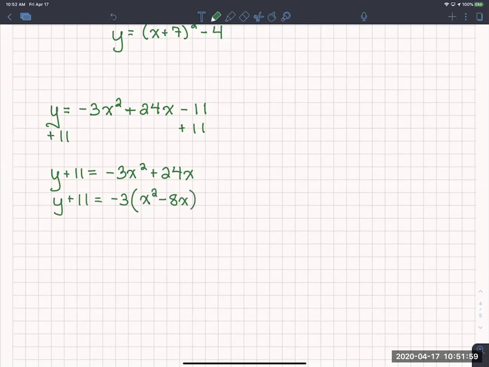Now, we identify the linear coefficient, which in this case is -8. Then we're going to take that linear coefficient divided by 2 and square it, which gives me -4 squared, which is +16. Again, remember when you square a negative, it becomes positive. Now, we're going to add the 16 to the inside of the parentheses on the right.